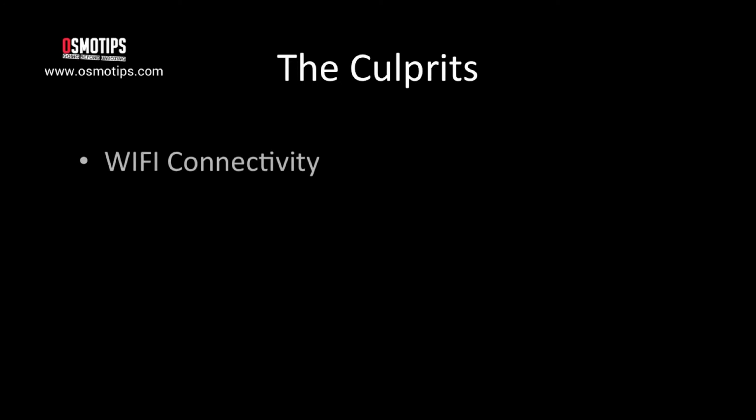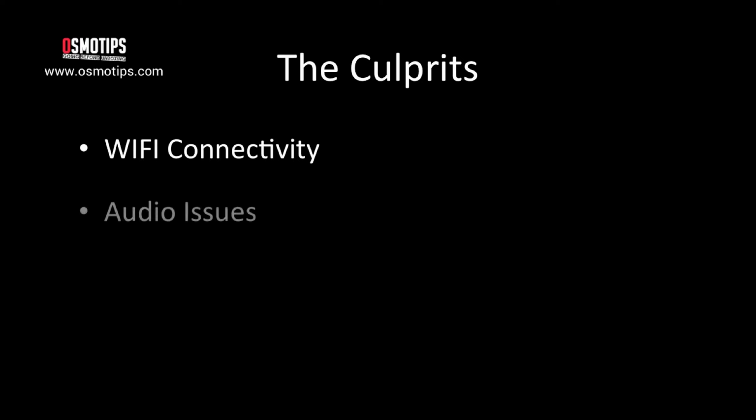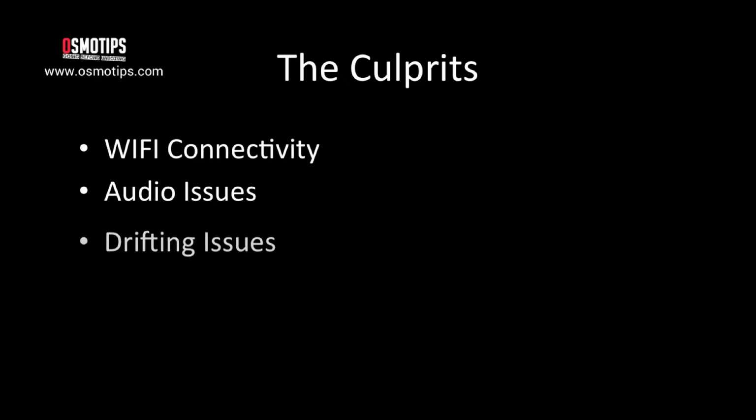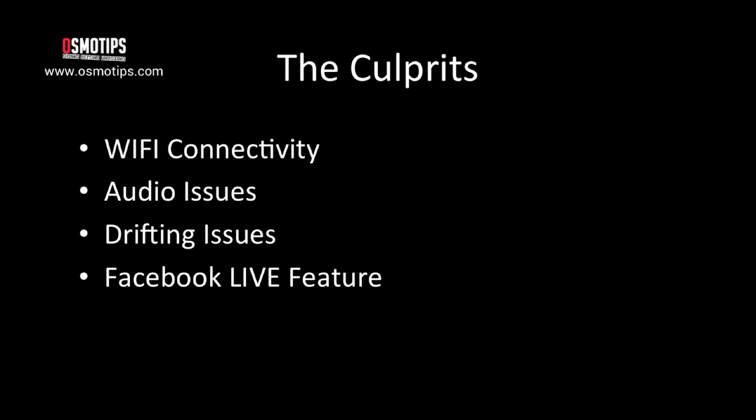So the first thing, the culprit, as I call them, is Wi-Fi connectivity. Big issue. Whenever I'm using the Osmo, I'll explain exactly the issues that I'm having and show you the kind of solutions that I've come up with. Next is audio related issues. I mean, this is a biggie. This is a well-known issue with the internal mic of the Osmo. Then I'm going to talk about drifting issues. These I experience mainly with time-lapse video. And then lastly, I'm going to look at Facebook Live feature, which is kind of like an added feature that came, I think, with the last firmware update, and my experience of using that.